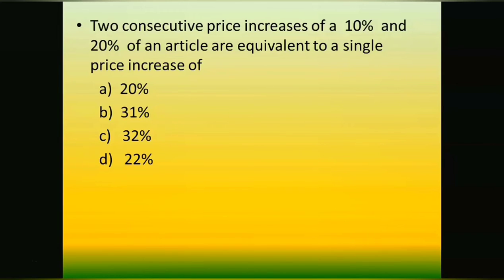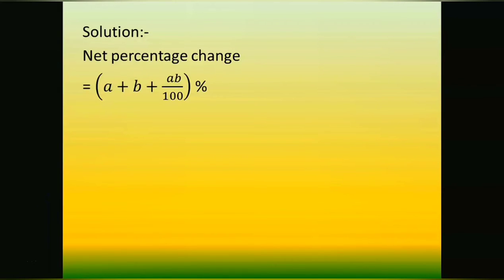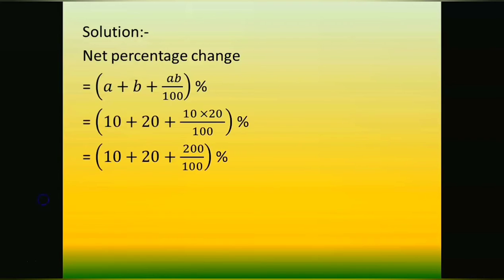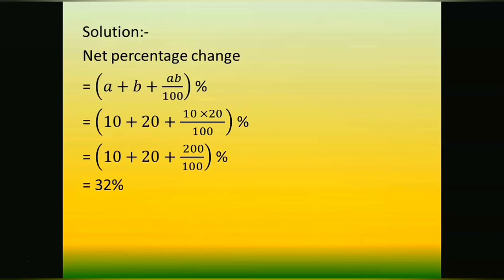So in this case, A is equal to 10%, B is equal to 20. Hence, the net percentage change will be given by A plus B plus A into B divided by 100, this much percent. After substituting the values, we get 10 plus 20 plus 10 into 20 divided by 100, which is equal to 10 plus 20 plus 200 divided by 100. The answer comes out to be equal to 32%. Hence, the net change in this case is 32%.